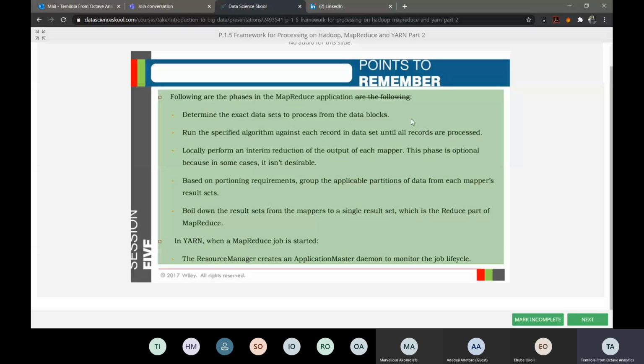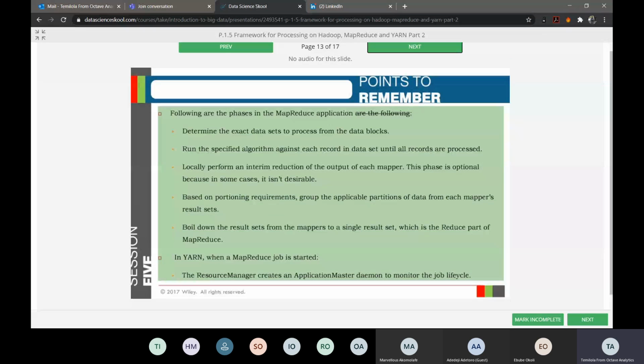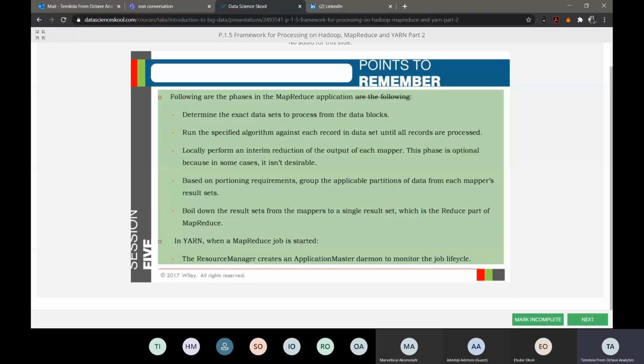Then we also talked about different phases in MapReduce. The very first phase is to determine the exact data sets to be processed from the data blocks in your HDFS. Then you run the specified algorithm against each record in the data set until all records are processed. That means for every portion of the data in your HDFS data node, you run your algorithm on it. Then you locally perform an interim reduction, meaning you aggregate the outputs from your map algorithm.